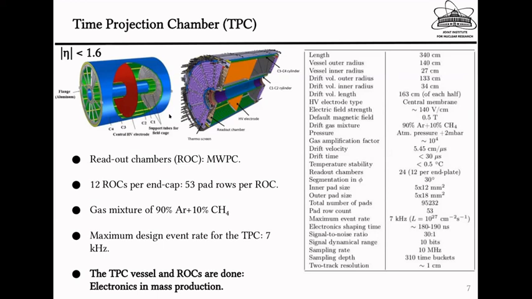For the gas volume, the gas mixture is argon plus methane with the percentage of 90% and 10% respectively. The maximum design rate for TPC to handle is about 7 kilohertz. And as far as the construction of the TPC is concerned, the TPC vessels and the readout chambers are produced, and the corresponding electronics is in mass production.